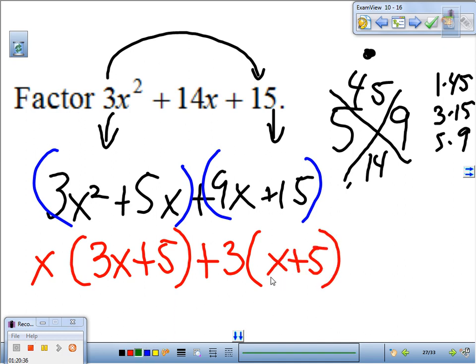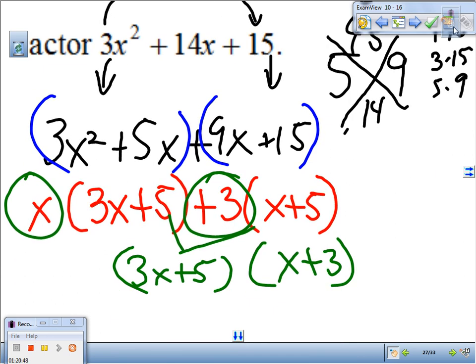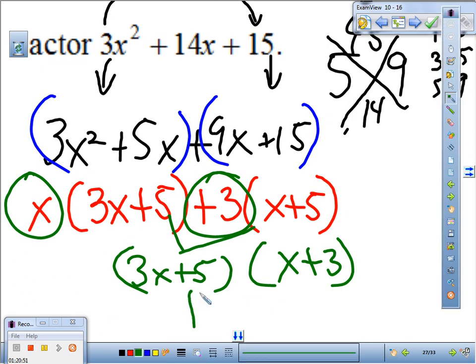So what's the same for both terms? 3x plus 5, which is here and here. What's left? X plus 3, which is this one and this one. And those are our factors. So we go, yeah. Hold on. Question. Can't hear you. Forgot the 3? What? Oh, 3x. Sorry. Right here. There you go. 3x plus 5, 3x plus 5.